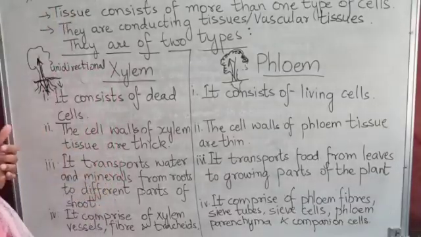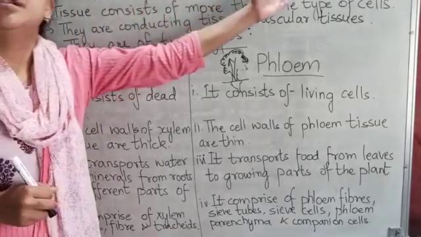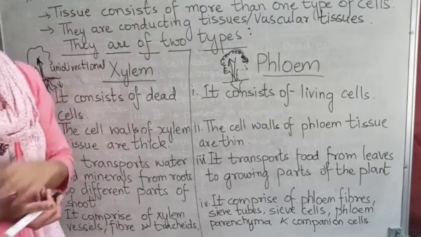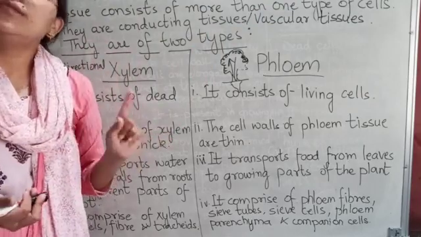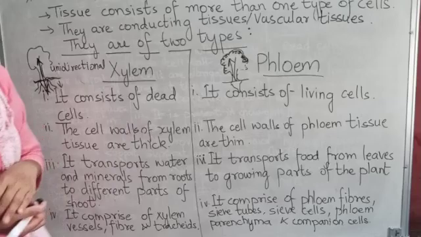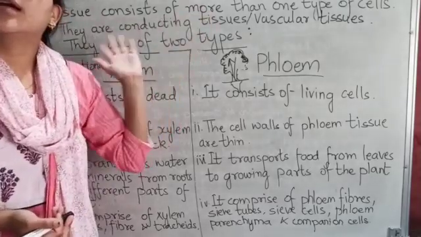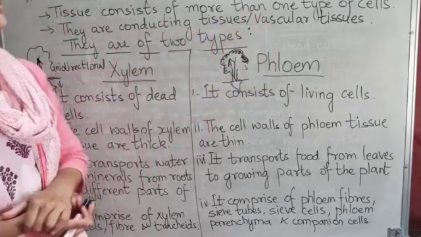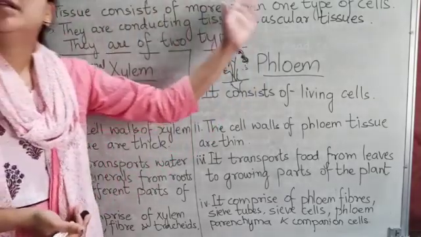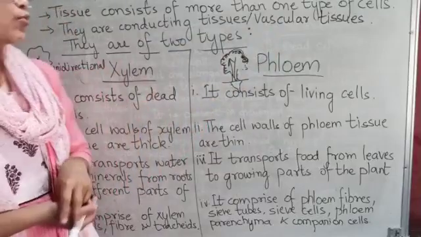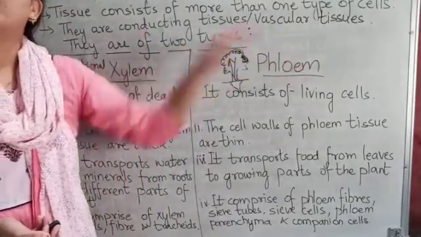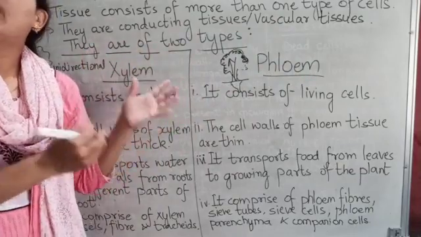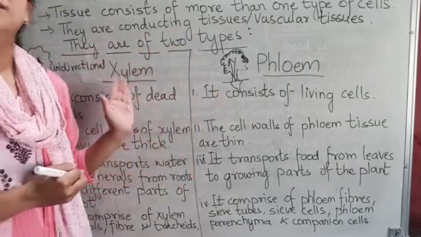Now students, let us study complex permanent tissue. Complex permanent tissues consist of more than one type of cell, and just like phloem, they are also conducting tissues, also known as vascular tissues. Complex permanent tissue is of two types. What are they? Xylem and phloem. Now let us compare both types of tissues and see the differences between the two.